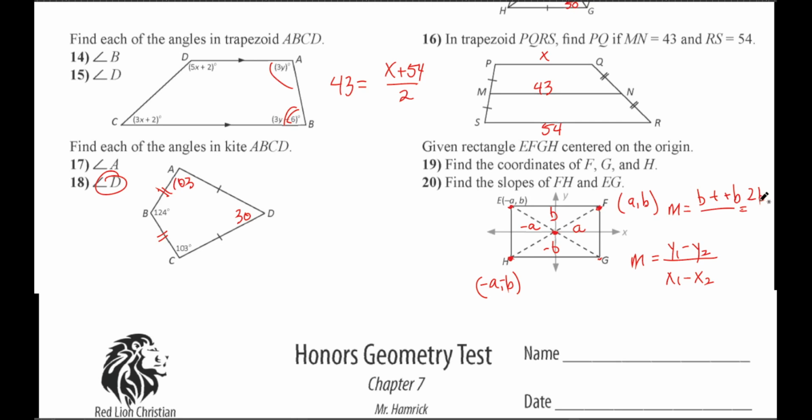All right, it's supposed to be an equal sign. And then what are the x's? Subtract the x's in the same order. If I went this one minus this one, I'm going to have a minus negative a, which is also 2a. The 2's cancel. What's the slope? B over a. That's FH. You could do EG. What do you think EG is without really doing much math at all? It looks like it's slanted exactly the same, isn't it? Except it's going in the other direction. So it would be negative B over A. Since that's a rectangle, you know they have the same slope, just one's positive, one's negative. Easy.